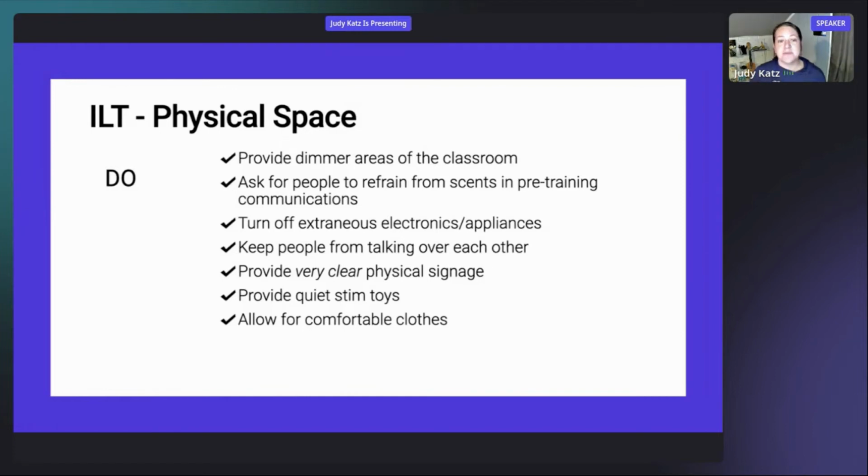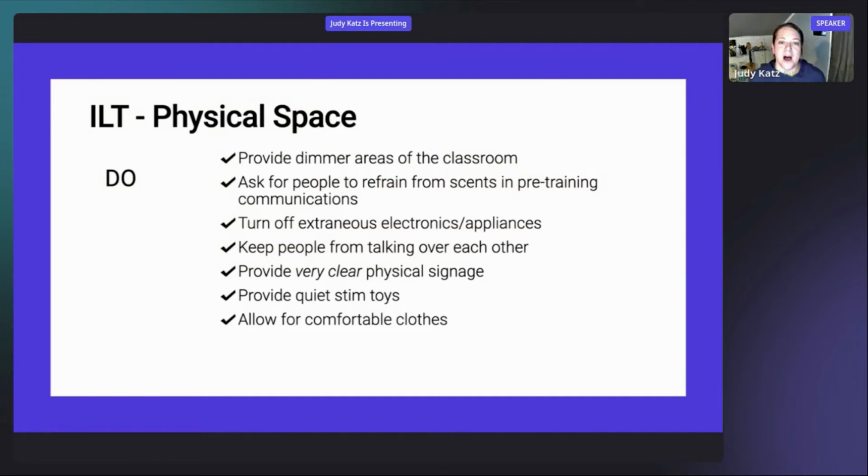Personally, I can smell people's laundry detergent. And I can't ask everybody to switch to an unscented laundry detergent the week before they're going to be in any training classroom, but at least refraining from heavy perfumes and colognes is super helpful. If there is maybe a fridge or something in the room that doesn't have anything in it and can be turned off, that can help with the electric noise.